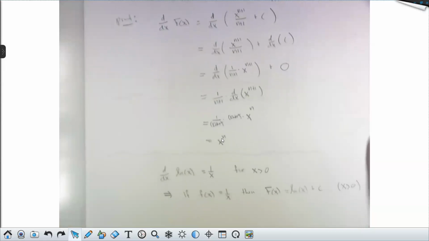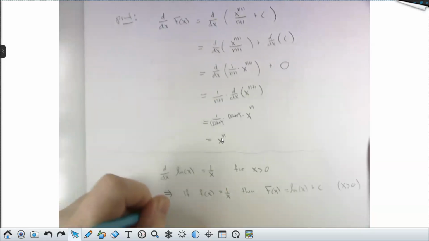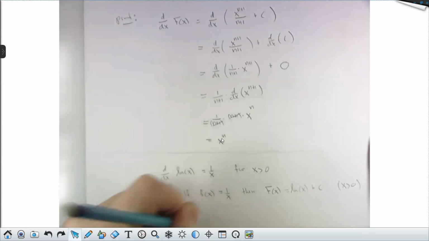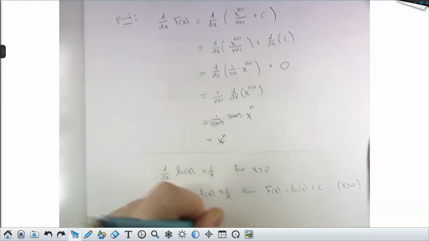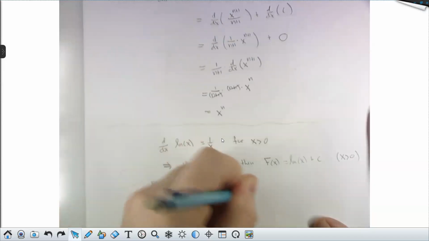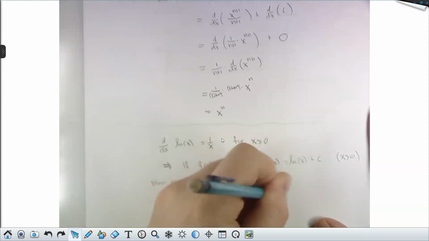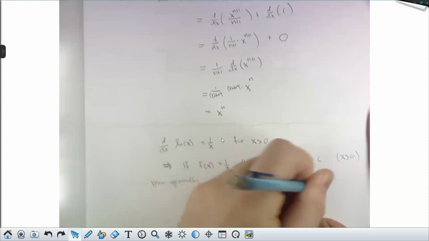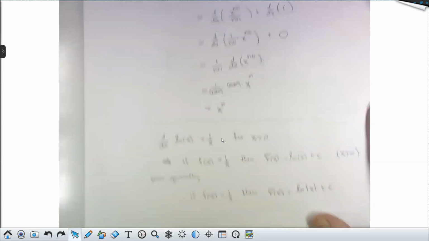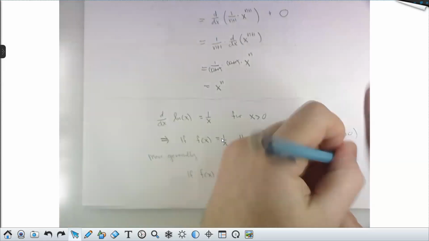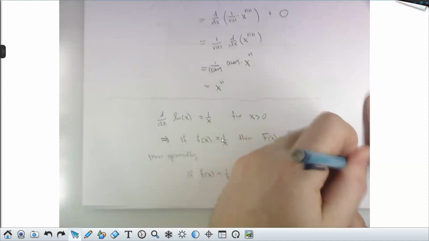So the way we get around this is we say more generally, if little f is 1 over x, then capital F is the natural log of the absolute value of x plus c. And the absolute value there is just to handle the cases where x is not positive. So this is good as long as x is not equal to 0.